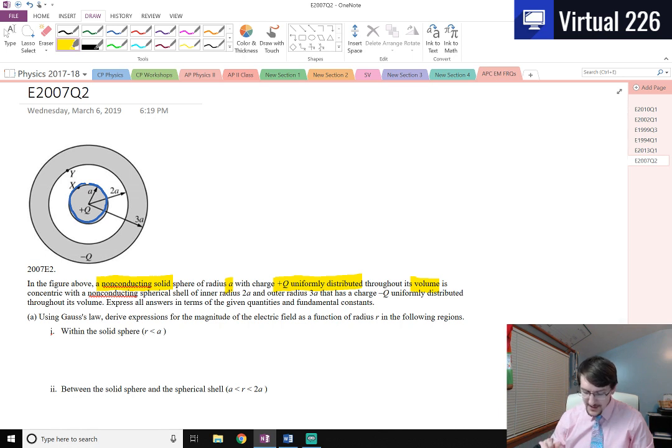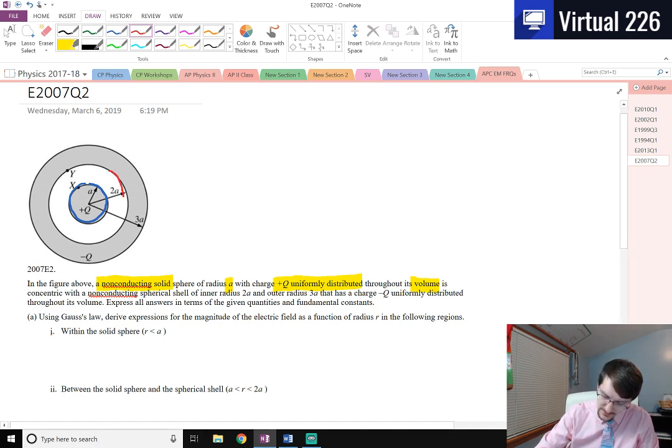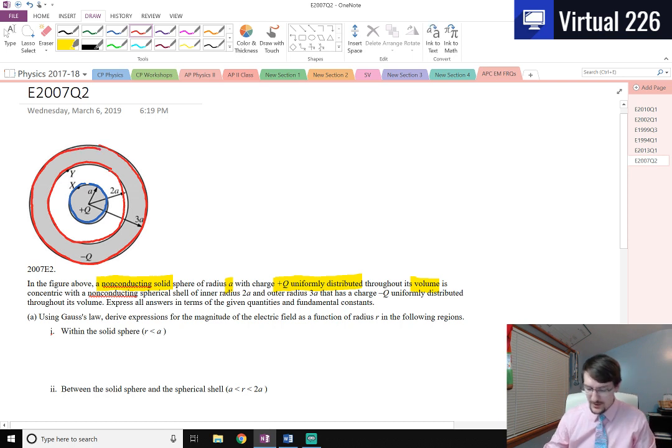And then it's concentric, meaning that there's one just on top of it containing that sphere, a non-conducting spherical shell of inner radius 2a and outer radius 3a. So then you've got this shell, which that's the inside of the shell, and this is the outside of the shell right there. And that has a charge minus Q uniformly distributed throughout the volume of it. And that's another important thing there, the volume of it.